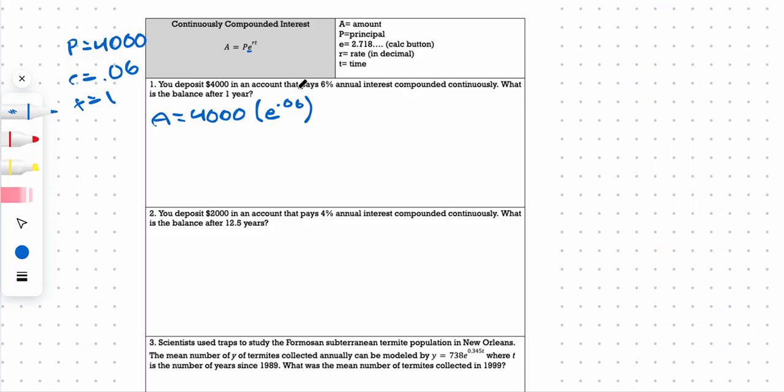So let's plug this in. We do E. And E is just second, and then the division symbol, at least on my calculator. And so we raise that to the 0.06 power. We get 1.06. And then we multiply that by 4,000. We get something like 4,247.35.